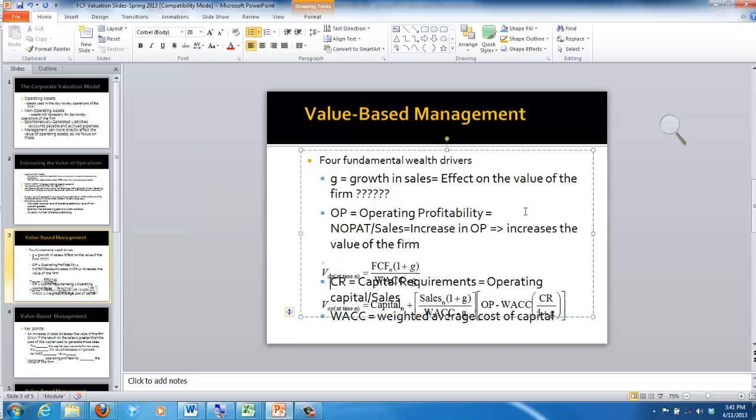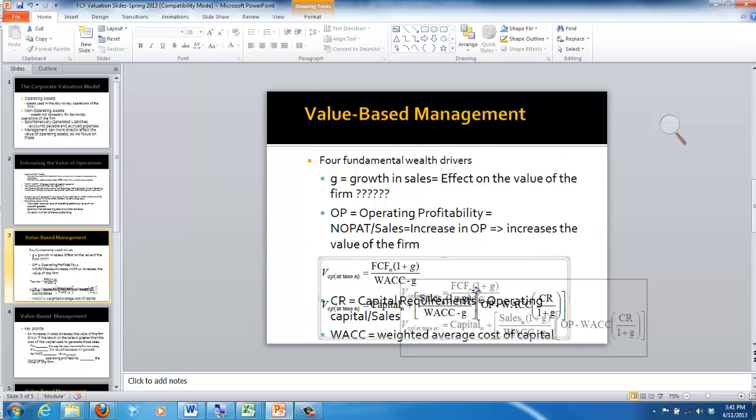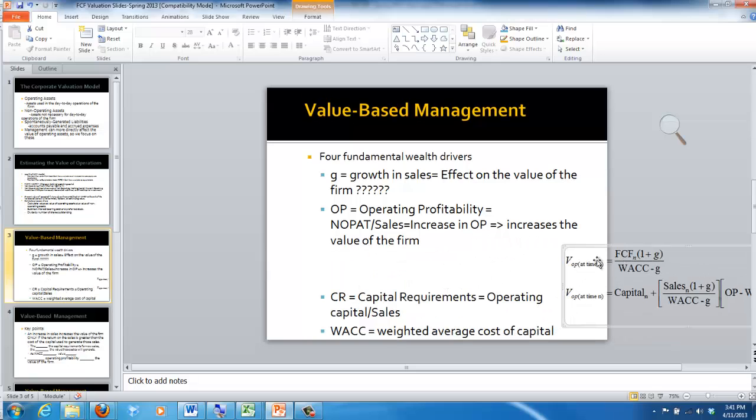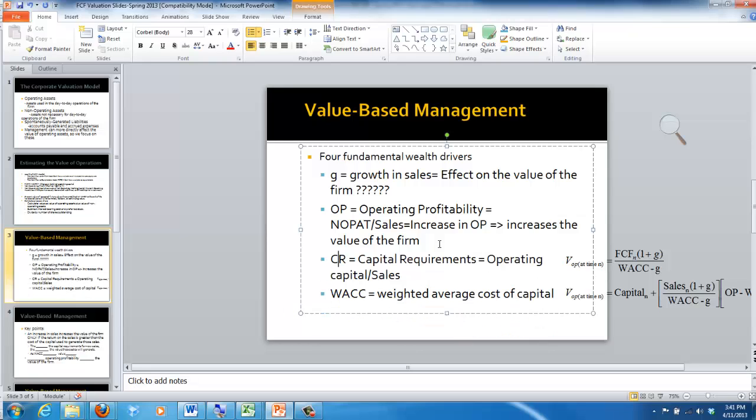Okay. And now this is all kind of messed up. I'm going to put this off to the side for now. We'll go over that in a minute. The next item that we have is capital requirements. And that's operating capital divided by sales. And I'll show you how to calculate operating capital. We'll also call it net operating capital divided by sales.